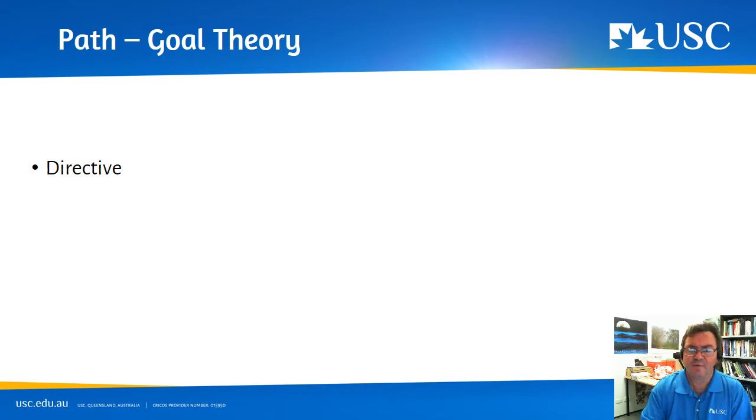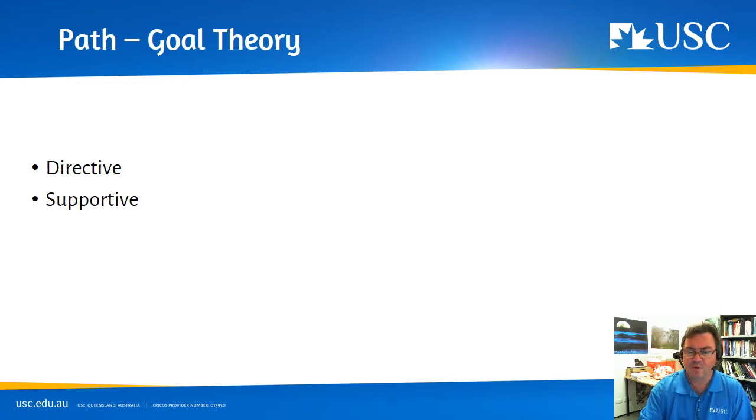A directive approach to management, we know what that was. That was the autocratic style. It might be highly controlling, highly clear in what's expected of the employee, not allowing too much discretion from the employee or the follower.